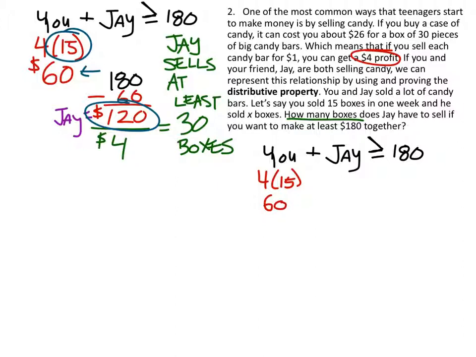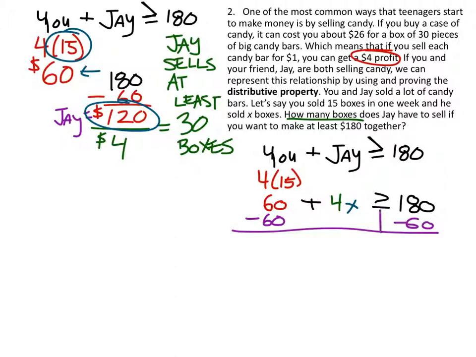Jay is going to sell at the same price. He'll get $4 for each box. We just don't know how many boxes Jay needs to sell, so we're going to use X right there. So U plus J, which is 4X, needs to be greater than or equal to $180, if your goal is to make at least $180. To solve this, we would subtract 60 from both sides, which is kind of what we did already.